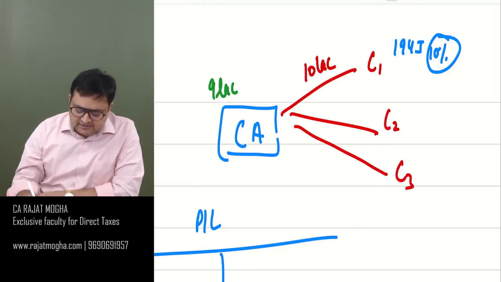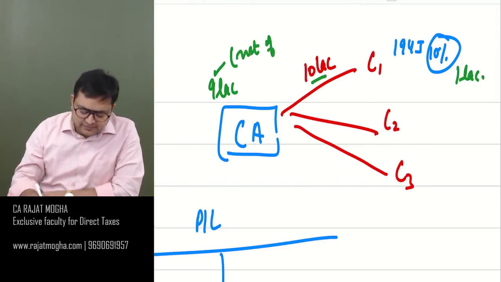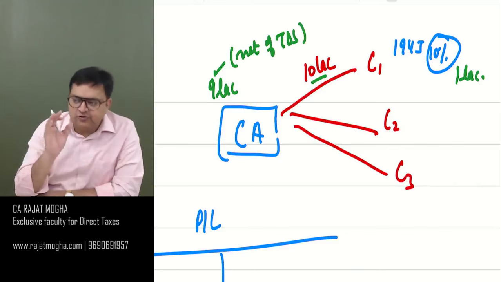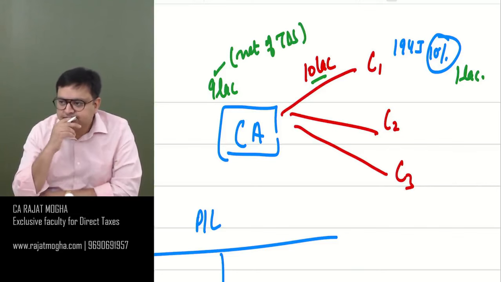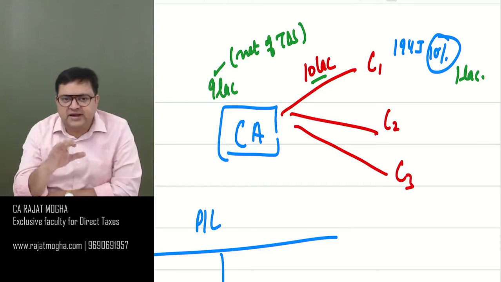Why? Because 10 lakh into 10% is 1 lakh, they will deduct your TDS. And you will receive 9 lakh rupees. That is your net of TDS. Have you understood this or not? Everybody, have you understood this or not? Correct. This is the net amount.